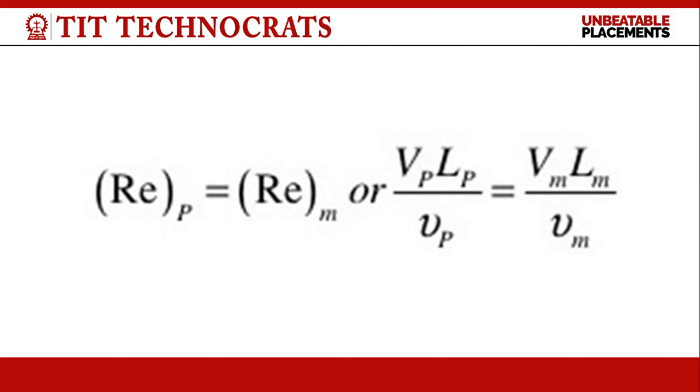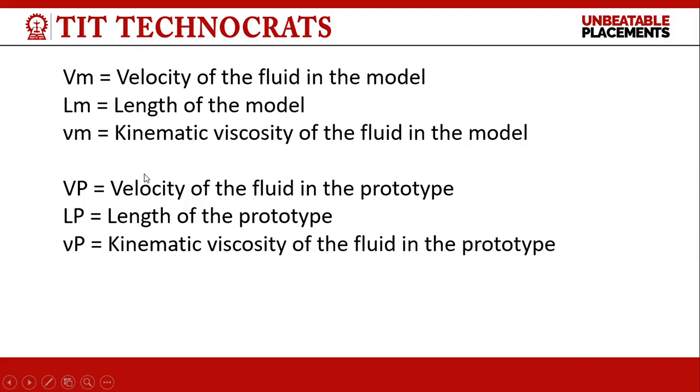So according to Reynolds model law, Vp Lp upon nu p is equal to Vm Lm upon nu m, where Vp is the velocity of the prototype, Lp is the length of the prototype, and nu p is the kinematic viscosity. And these are the corresponding quantities for the model. Vm is the velocity of fluid in the model, Lm is the length of the model, and nu m is the kinematic viscosity of the fluid in the model.